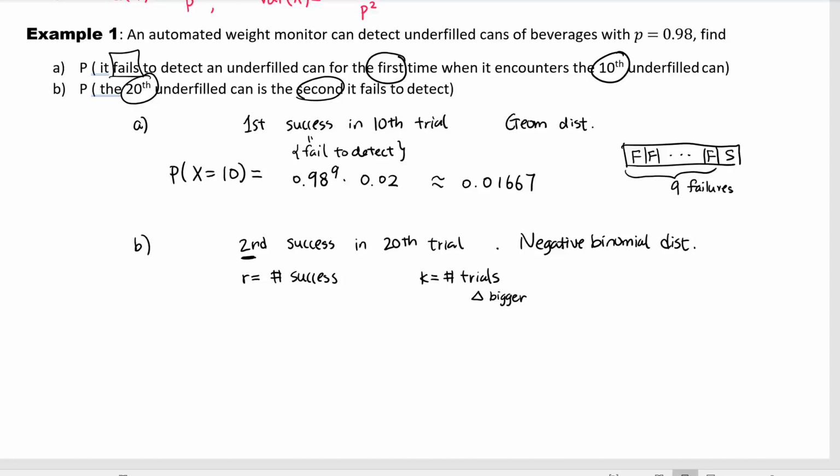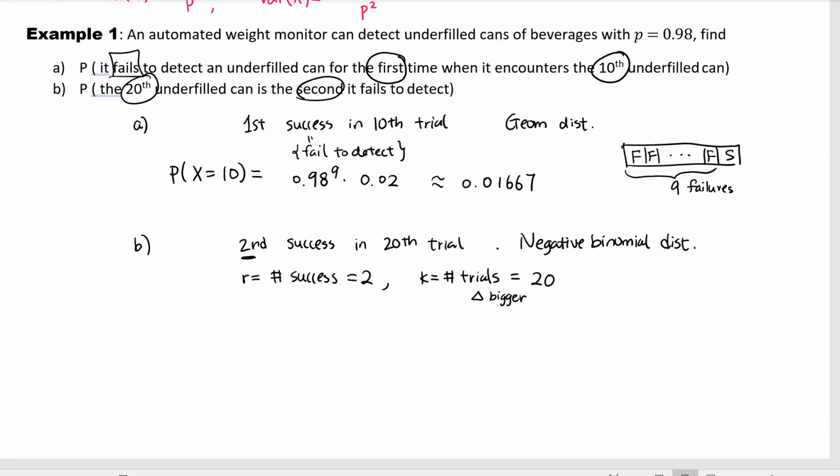Suppose we flip the coins, okay? If I get head, I win. Can we have like 5 heads in 2 flips? No, the number of trials must be bigger than the number of success, right? That's why 2 and 20, the smaller number must be the number of success. So that is 2. And then 20 must be the number of trials. So the small number is R, the bigger number is K.